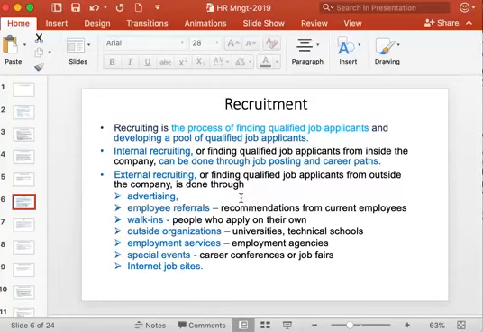External recruitment refers to finding qualified job applicants from outside the company, and it can be done through advertisement, employee referral, walk-ins, outside organizations like universities and technical institutes, employment services like employment agencies, or qualified job applicants also can be found through career conferences or by organizing job fairs and also through internet job sites.